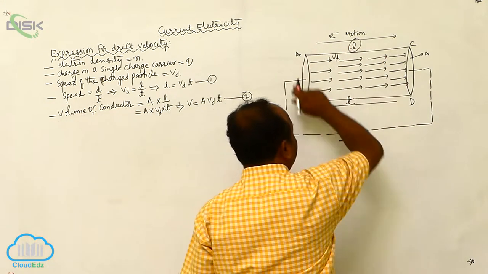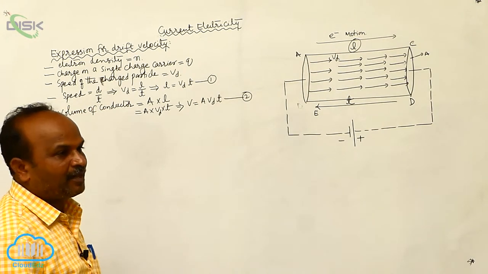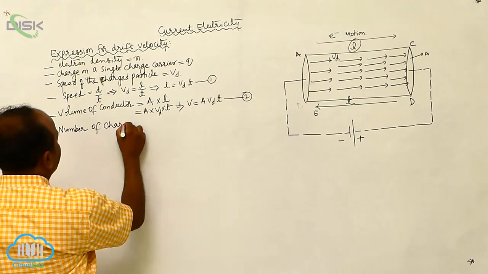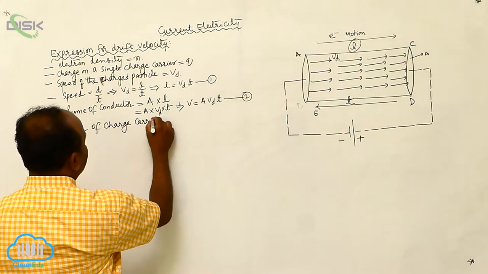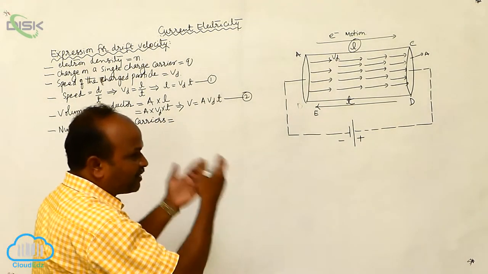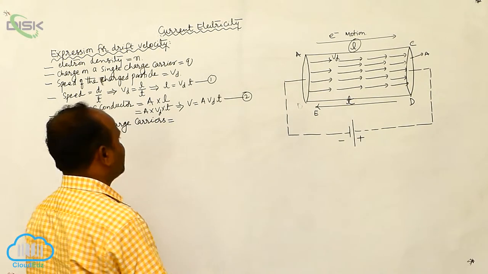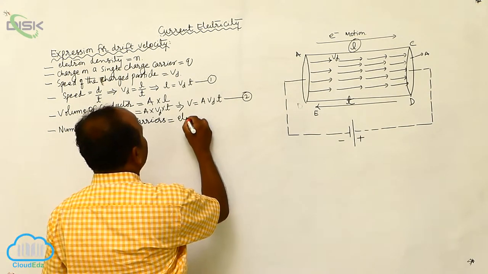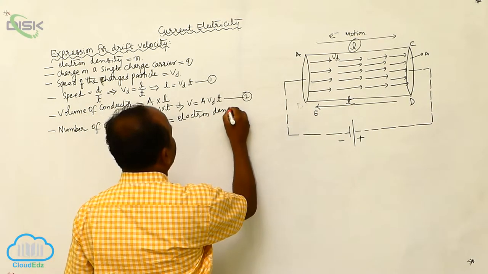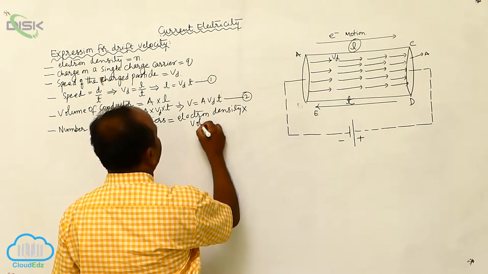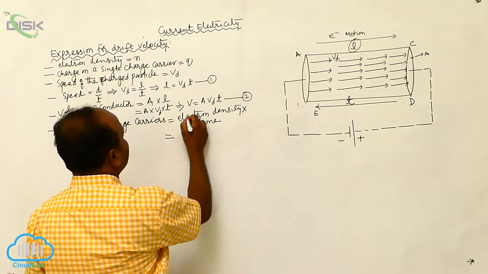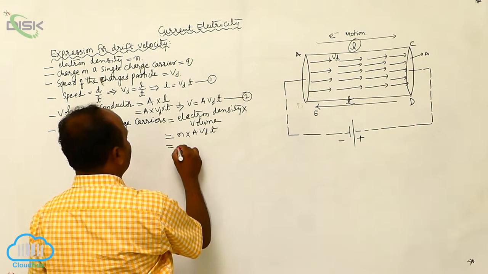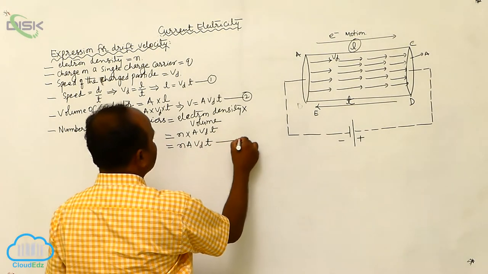Next, in the volume of the conductor, how many charge carriers are there? The total number of charge carriers is equal to electron density into volume. The electron density is N, and the volume is A VD T. Therefore, the total number of electrons is equal to N A VD T. This is called the third equation.